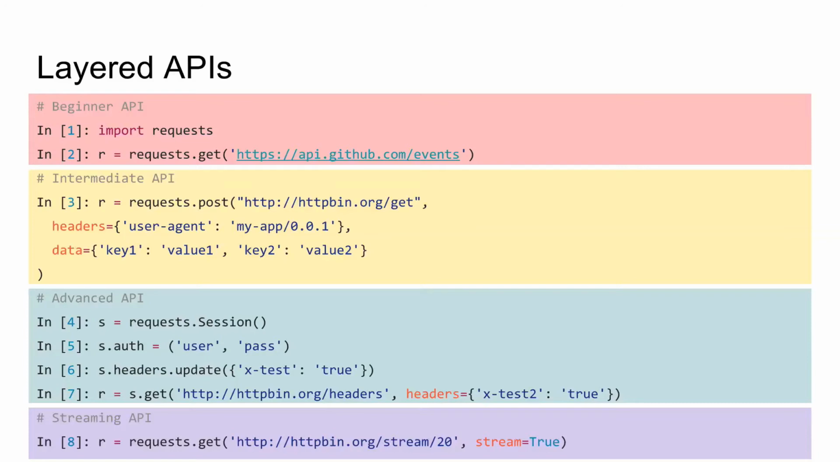But what's important about this kind of layering is you only need to bump into each feature when you need to use it. So if I don't need to maintain multiple sessions, I do not need to care about the session object. In fact, I don't even need to know it exists. I just use requests without it, and it works fine.